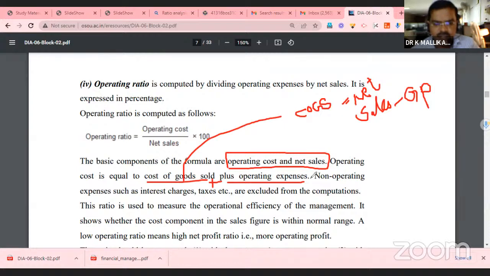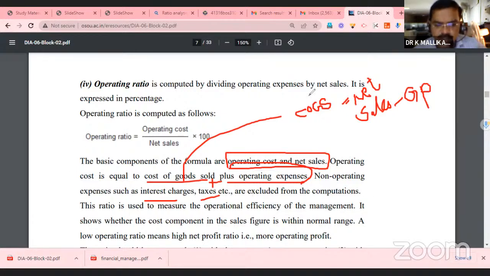So what are the operating expenses? The operating expenses are employee salaries, printing and stationery, other expenditures, all other indirect expenses. We are not adding any non-operating expenses, which are nothing but interest charges, taxes, and interest on debentures. These are excluded from this calculation.